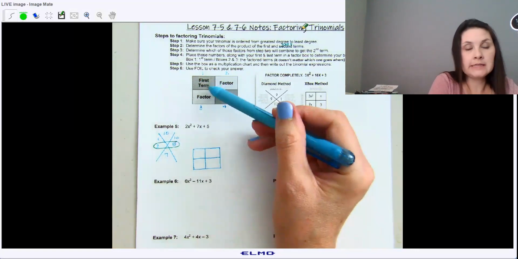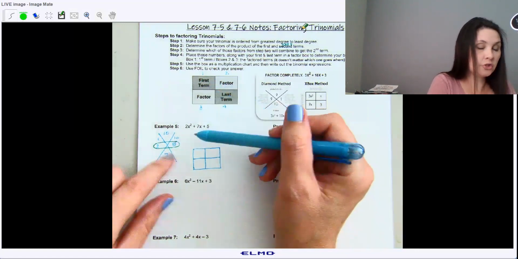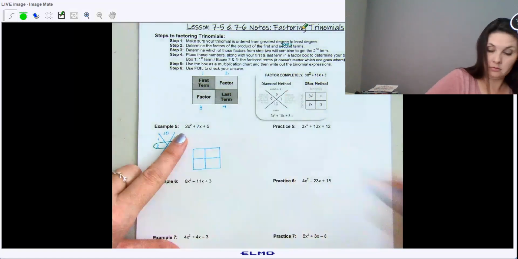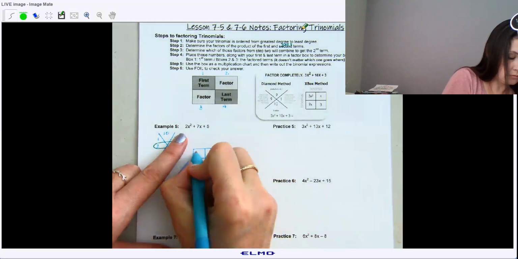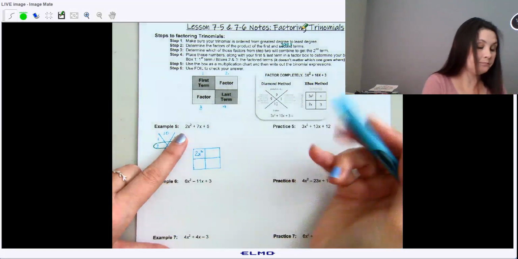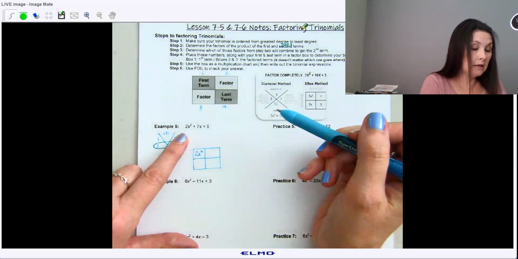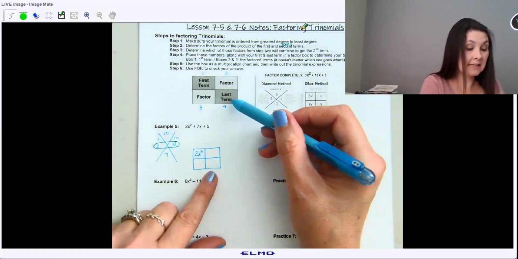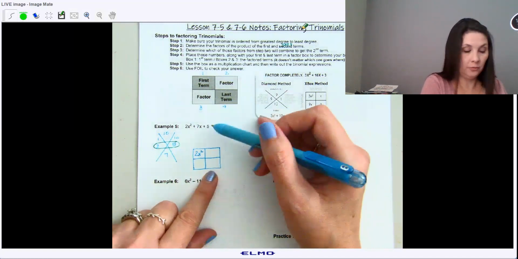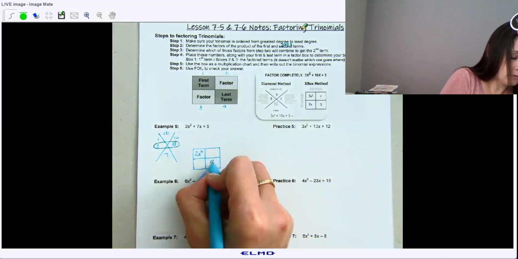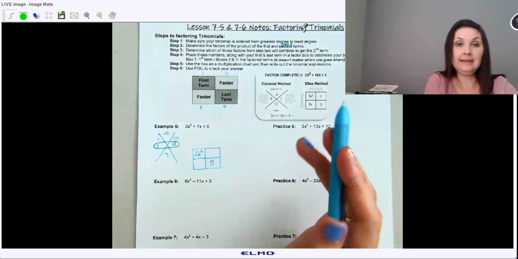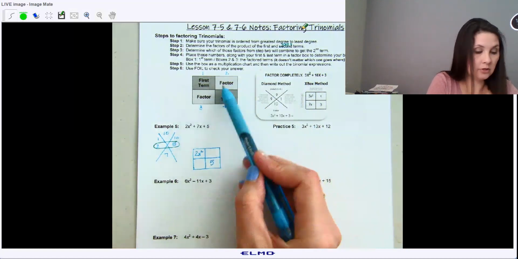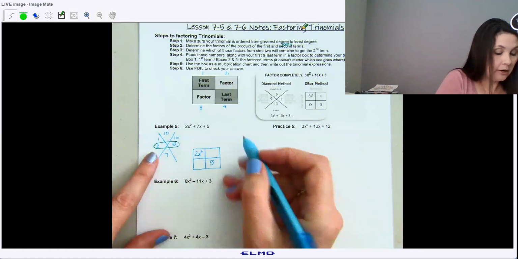The first box is going to contain the first term in your problem. Well, the first term is 2x squared. So I'm going to write that right here, 2x squared. The last box, box number 4, is going to contain the last term in your problem. So I'm going to put 5 right here. And then you have your 2 factors. Boxes 2 and 3 contain the 2 factors. So I'm going to put those there.